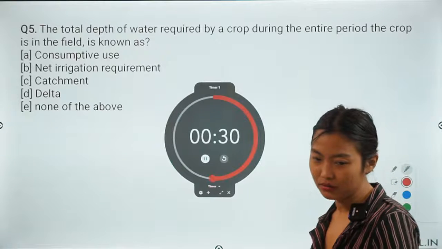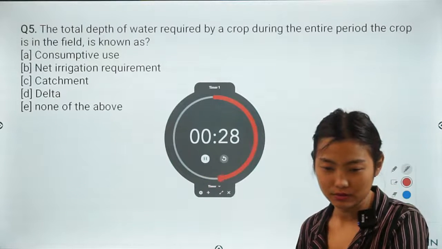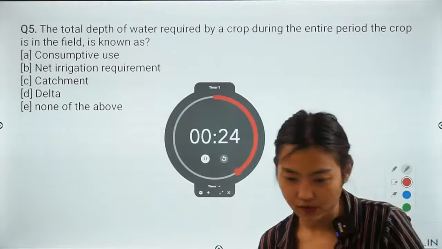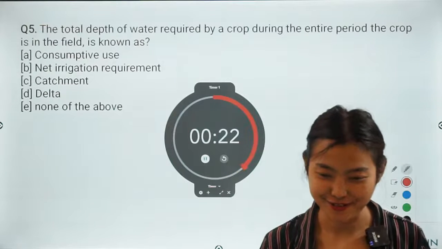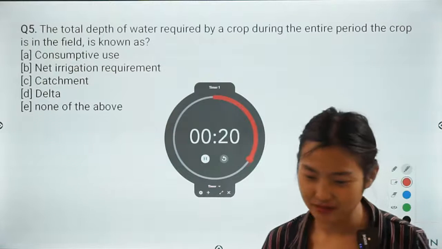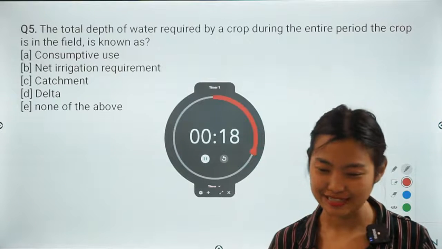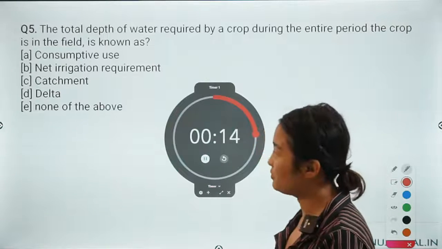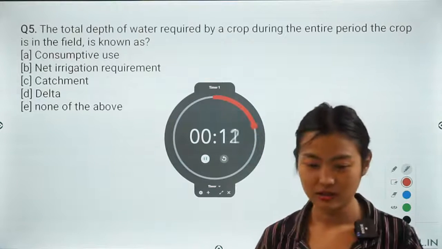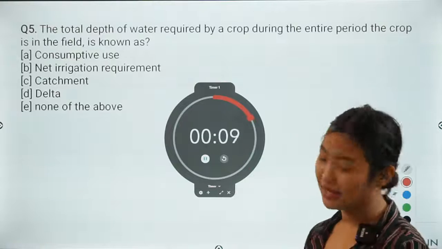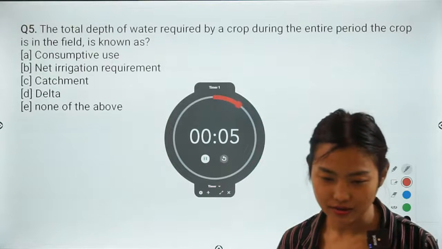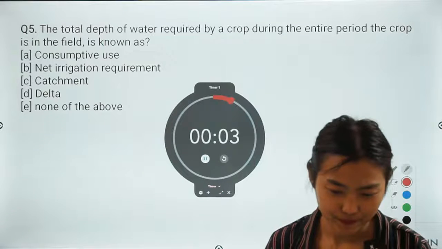We have B, we have catchment as well. Vikash is saying yup again. I don't understand what is yup. Dave is saying B. Aniket is saying A. Ashi says delta. We have catchment. A lot of confusion between the catchment and delta. Someone is saying B, which is a net irrigation requirement. Vikash, I think you've given it. Okay, never mind.